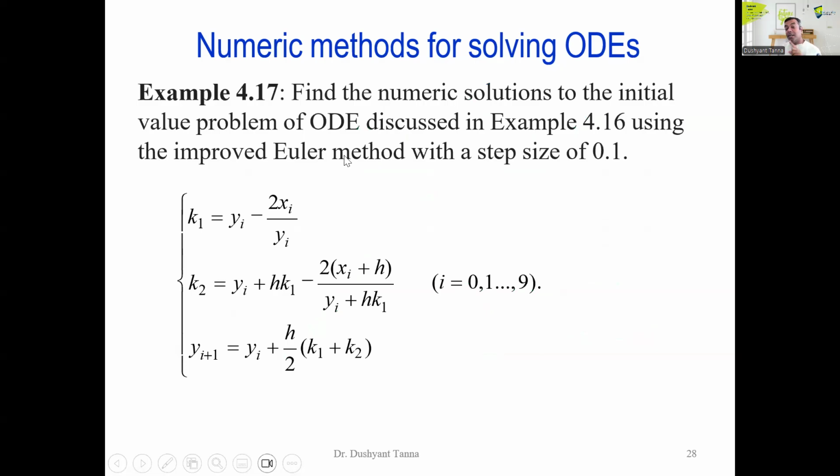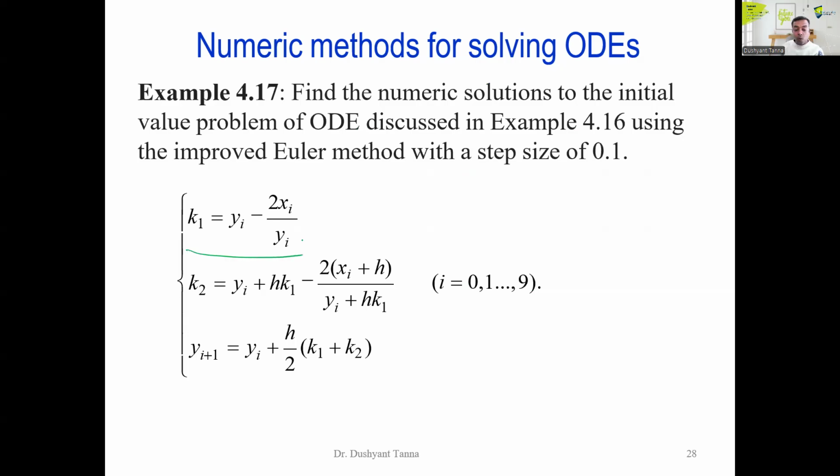Okay, let's look at the same example we have dealt with, right? 4.16, which was y minus 2x over y. Same step, because then we can compare the Euler and improved Euler. What's the difference? How accurate is that, right? So what we do, we get our x_{i+1} as x_i plus h.